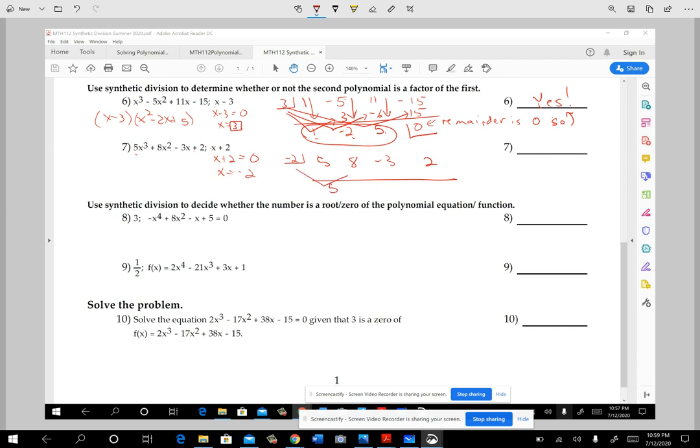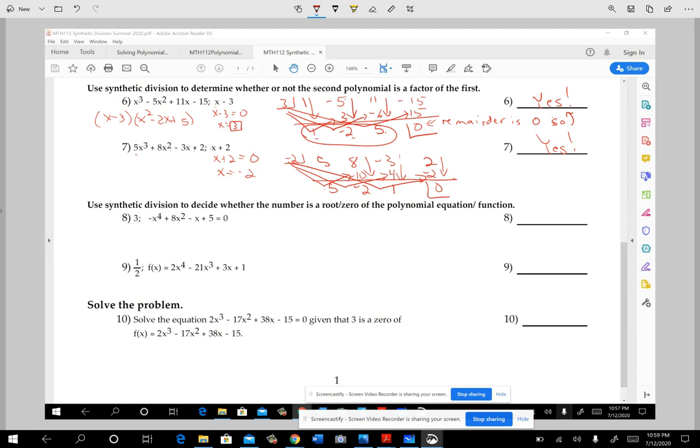Bring down the 5. Negative 2 times 5 is negative 10. Gives me negative 2. Negative 2 times negative 2 is 4. Negative 3 plus 4 is 1. Negative 2 times 1 is negative 2. Oh, and again, I get a remainder of 0. So my answer would be yes. It doesn't always turn out that way. These two did.